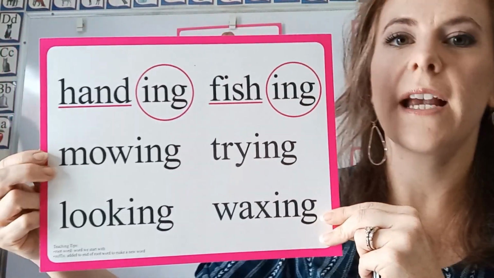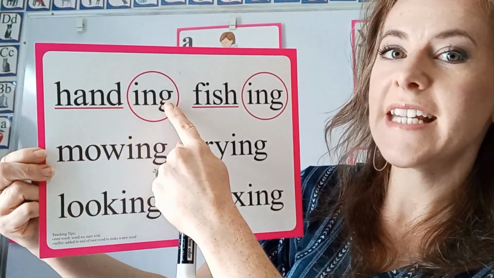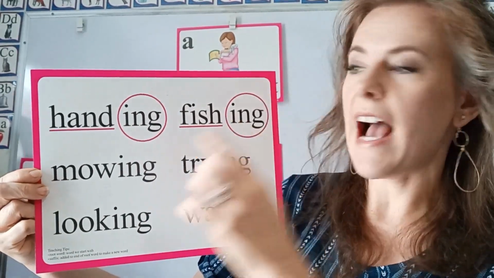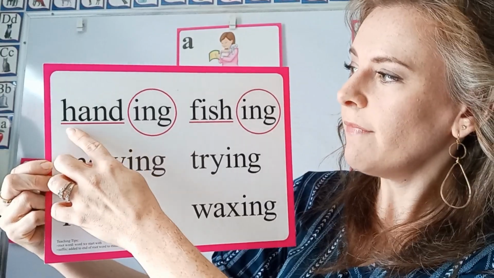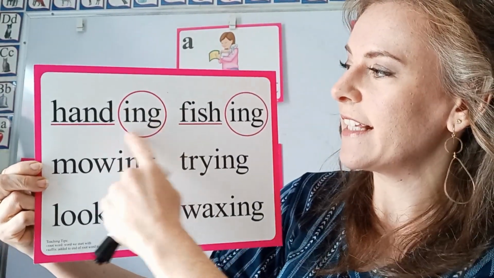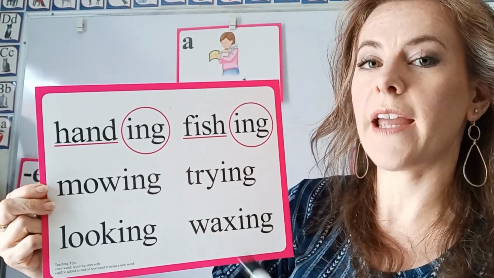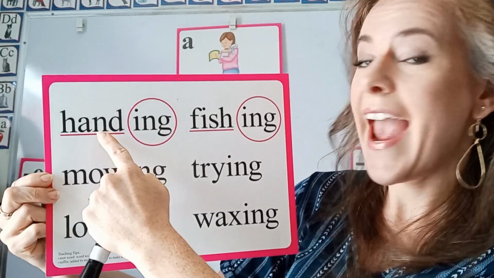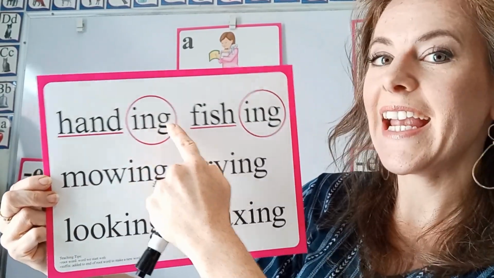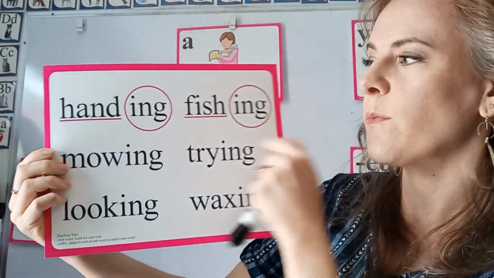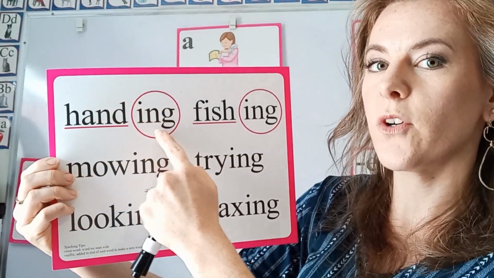So here are some more examples. Handing. Hand is our root word. Handing, with the ing, is adding the suffix, making a new word. I am handing the marker to someone else. Hand is the root word. Ing is our suffix. This little dash tells us it's a suffix which is added to the end of a word to make a new word.